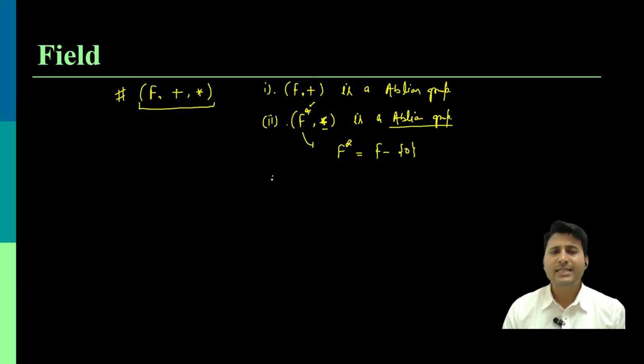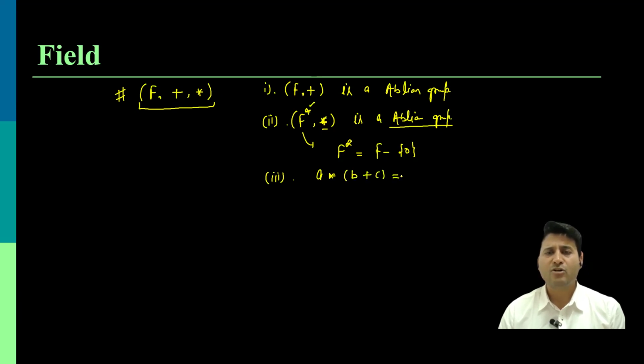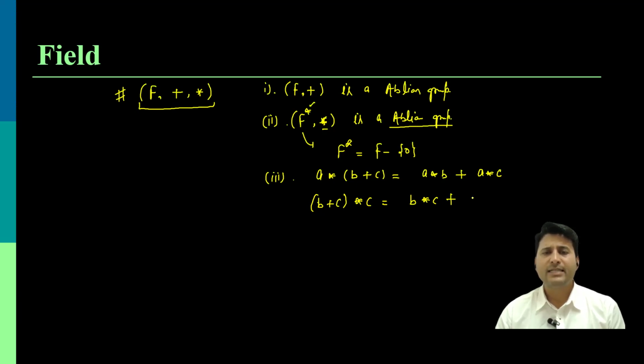The third property is the distributive law. It says that the second operation is distributed over the first operation from both sides, from the left side as well as from the right side. So this is how we can understand the concept of a field. So this is what the distributive law is.